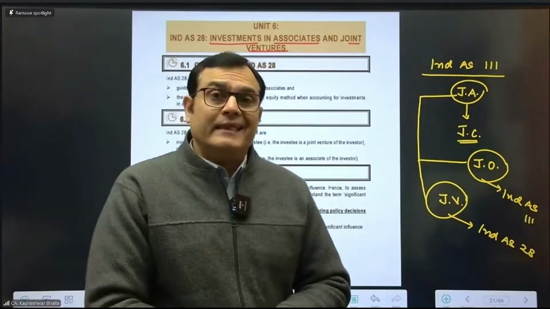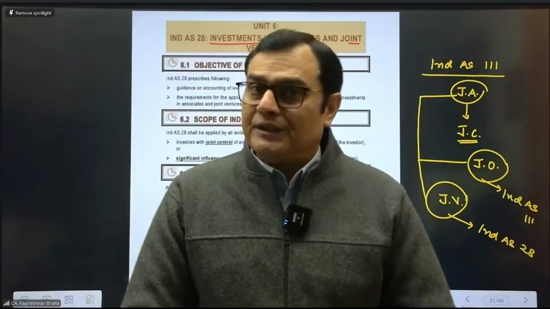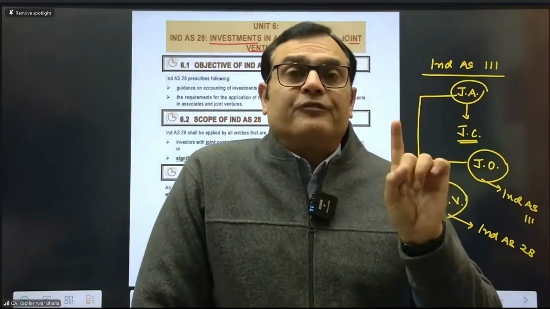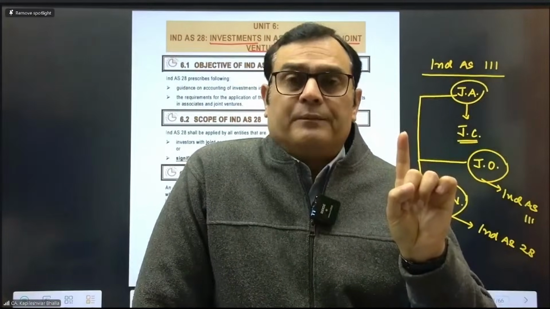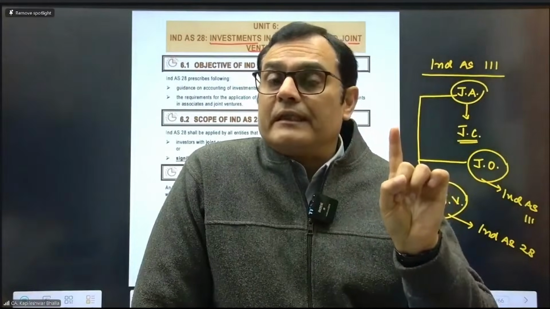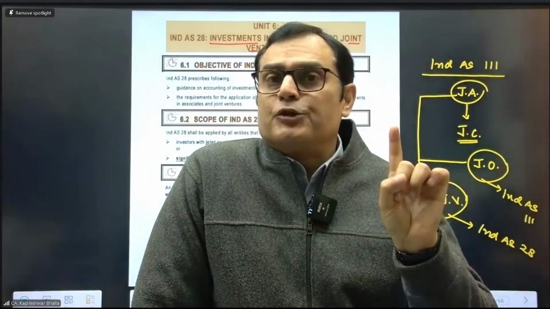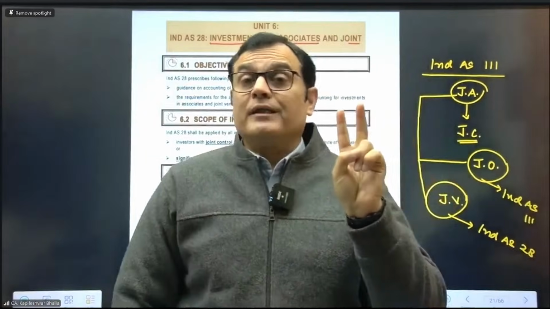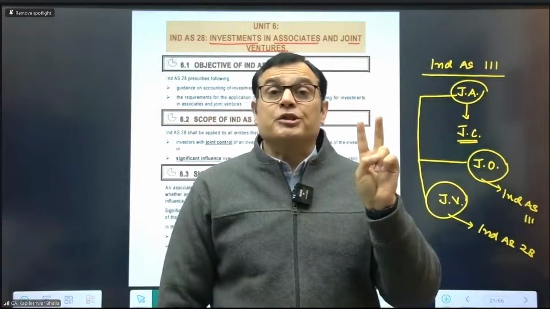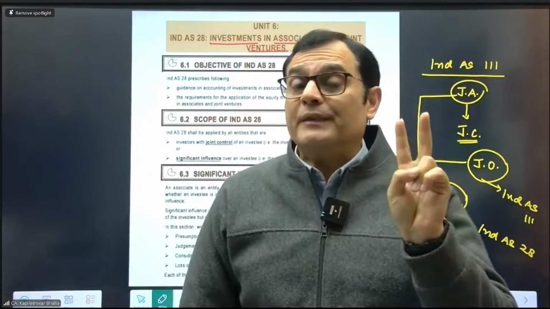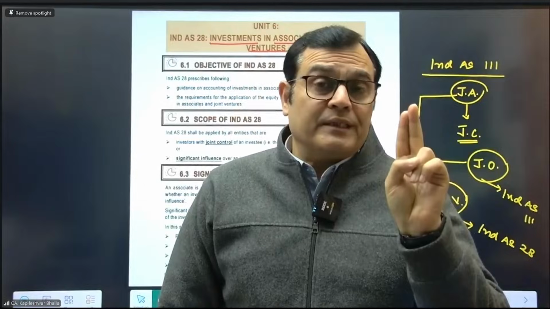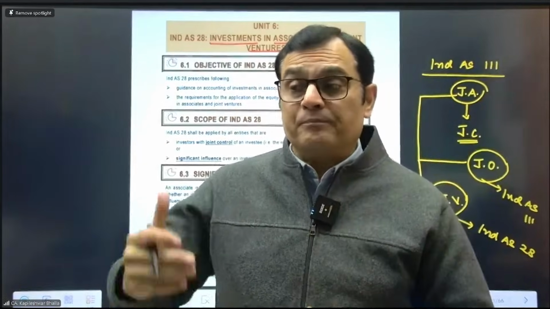Which means Ind AS 28 addresses 2 things. If there is a significant influence, I think I made that mention earlier as well, it creates an associate. And if there is a joint control, it may lead to a JO or a JV. But if it leads to a JV, then it is covered under Ind AS 28. So Ind AS 28 is covering 2 kinds of relationship.